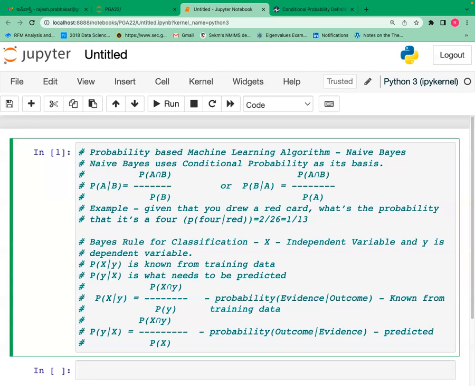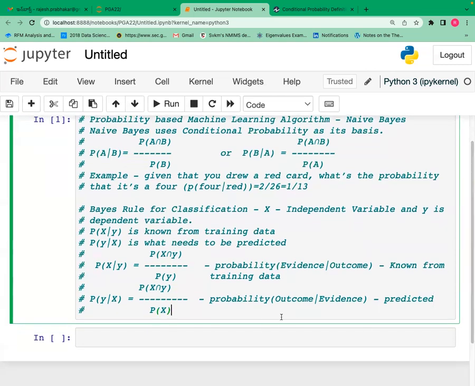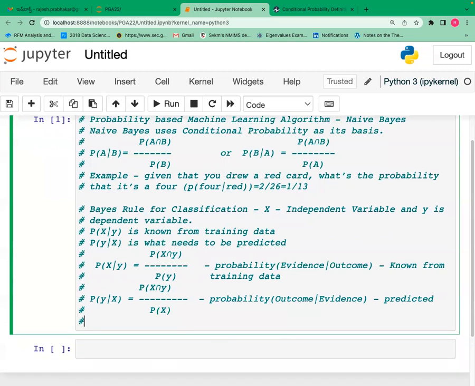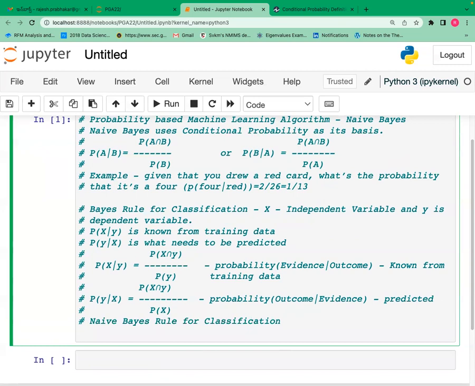All right. Now let us go into the naive Bayes rule of classification. We have talked about the basic Bayes rule. We will go into the naive Bayes rule for classification. There are two different rules, both of them developed by the same statistician.